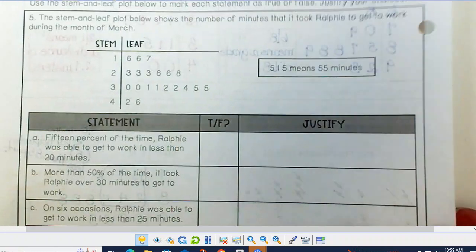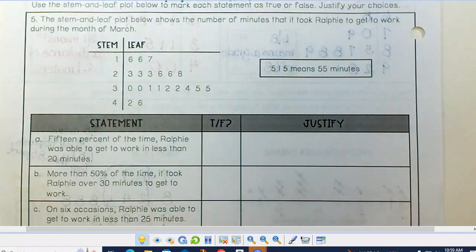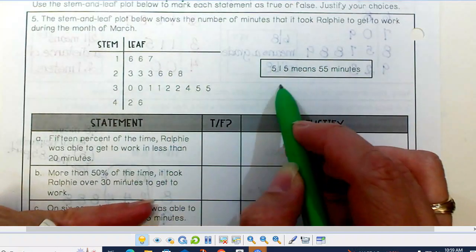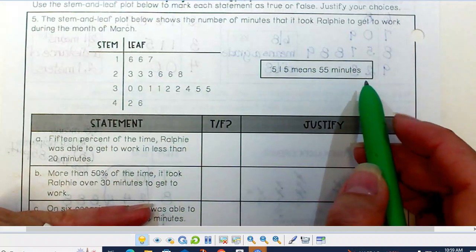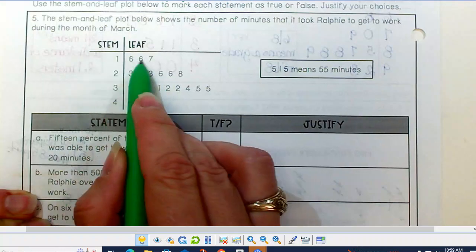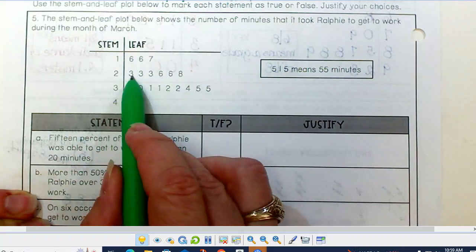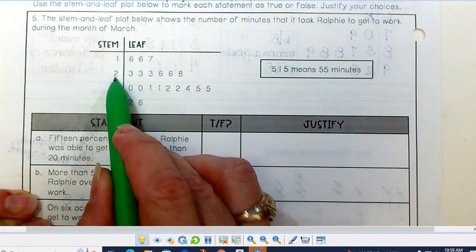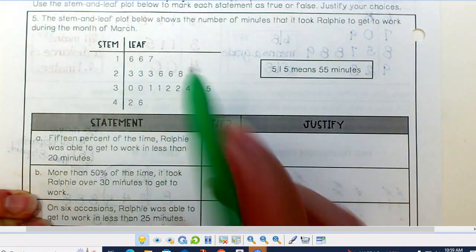All right. Going down here to number 5 so that we can finish up. The stem and leaf plot below shows the number of minutes that it took Ralphie to get to work during the month of March. Remember, 5 and then a bar and another 5 means 55 minutes. So 16 minutes, 16 minutes, 17 minutes, 23 minutes, 23 minutes, 23 minutes, 26 minutes, 26 minutes, 28 minutes, etc.